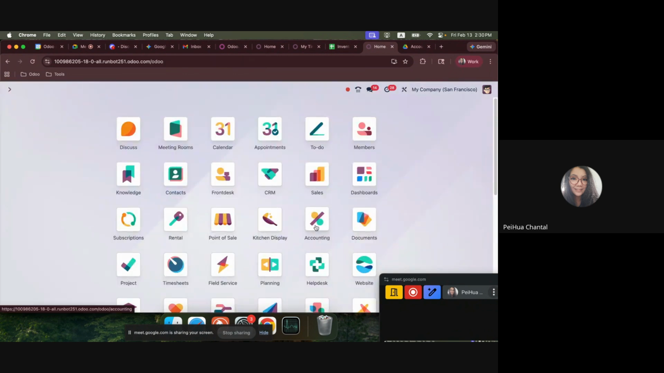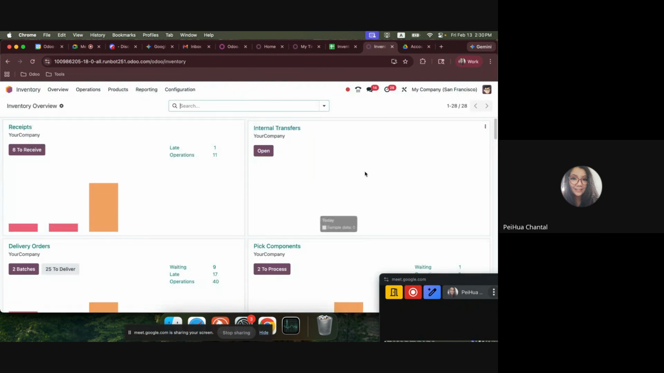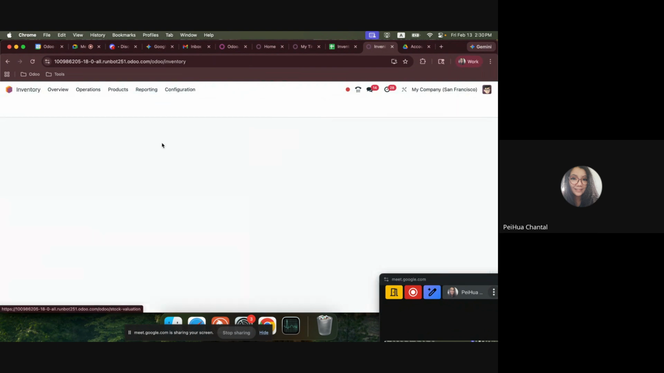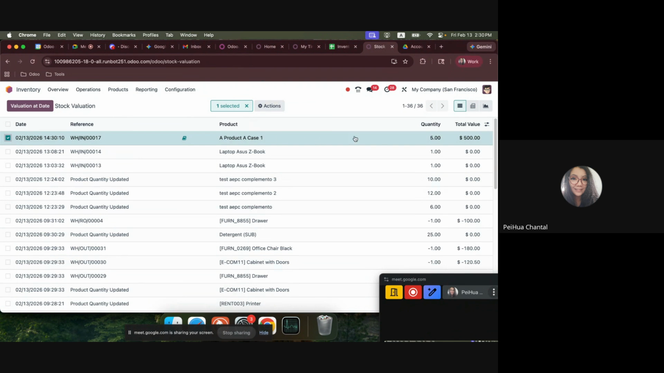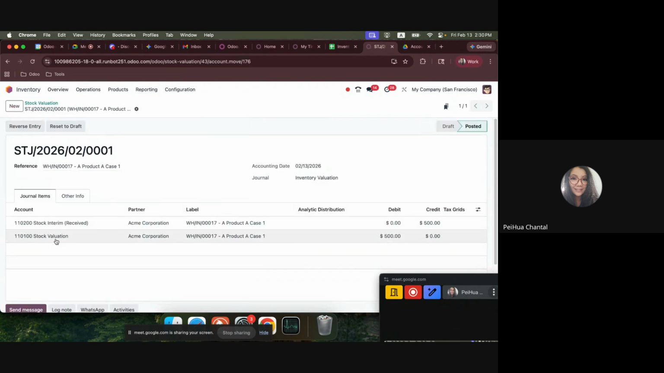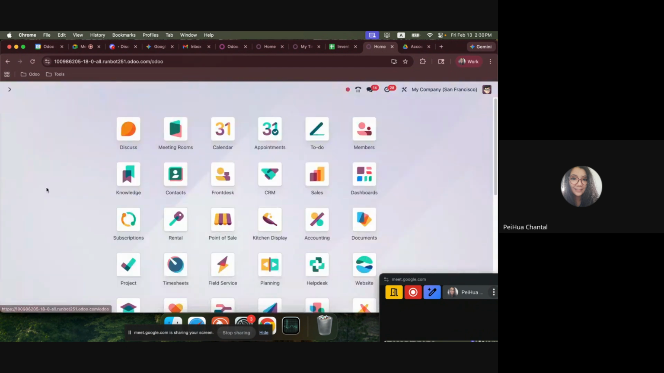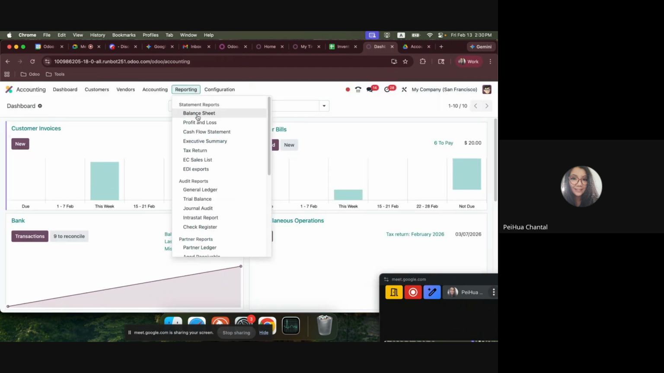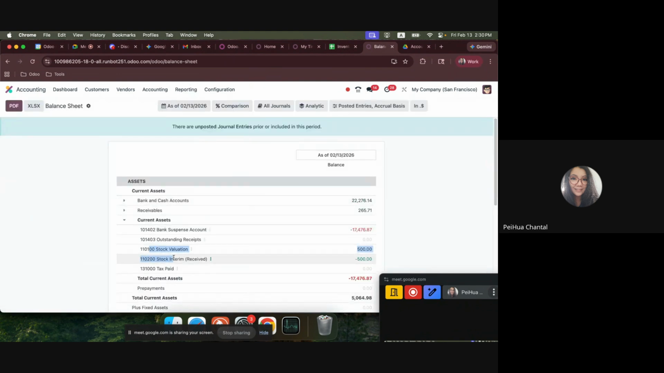And then there is an inventory valuation report. You will see that there's product 5 and 500 value. With the book icon, it means that this value does reflect in accounting. This journal entry looks like a stock valuation debit and then a credit to the interim received. In accounting, for the balance sheet, I can see these two accounts being reflected.